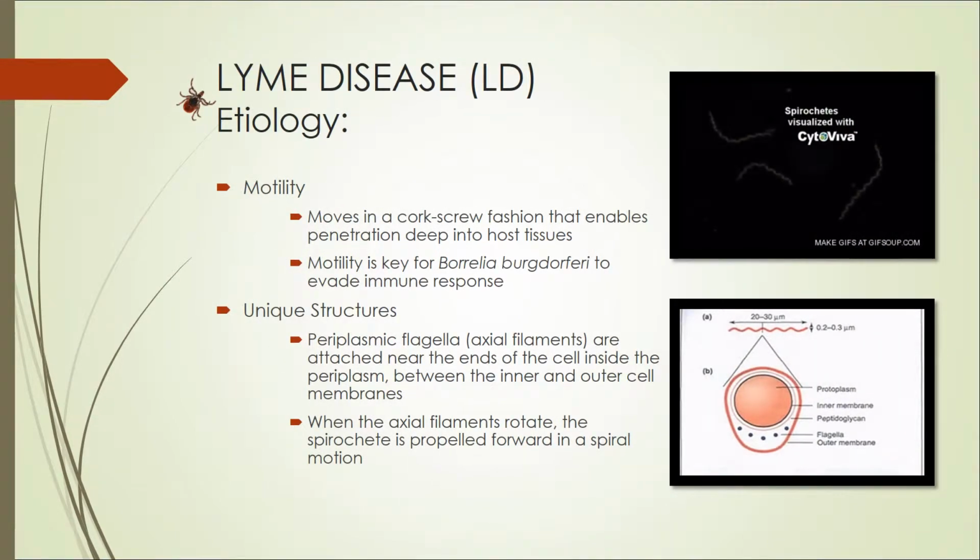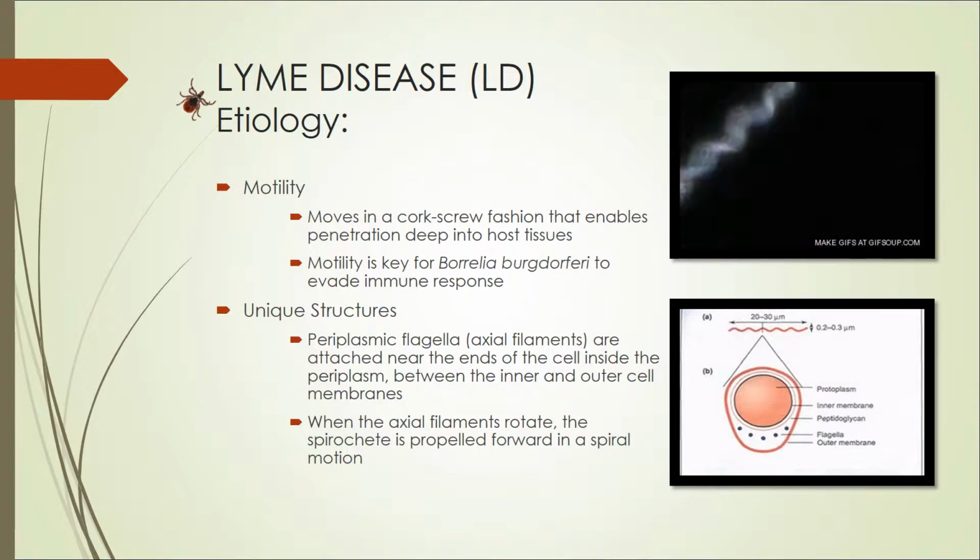The Borrelia burgdorferi spirochete moves in a corkscrew fashion, which enables it to penetrate into host tissue like a screw. This motility is key for the bacterium to evade the body's immune response. Periplasmic flagella or axial filaments are attached inside the periplasm near the ends of the cell between the inner and outer cell membranes, as shown at the bottom right. When the filaments rotate, the spirochete is propelled forward in a spiral motion, as pictured at the top right.